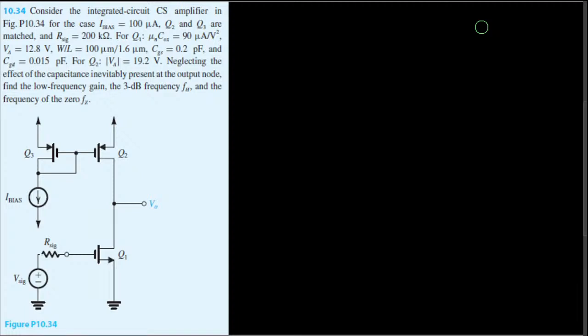Here this question is asking, consider the integrated circuit CS amplifier in figure P10.34 for the case IBIAS is equal to 100 microampere, Q1 and Q3 are matched, and Rsig is equal to 200 kilo ohm resistance. And for Q1, mnCox is 90 microampere per voltage square, VA is 12.8 voltage, W over L is equal to 100 micrometer per 1.6 micrometer, CGS is 0.2 picofarad, and CGD is 0.015 picofarad. And for Q2, VA is 19.2 voltage.